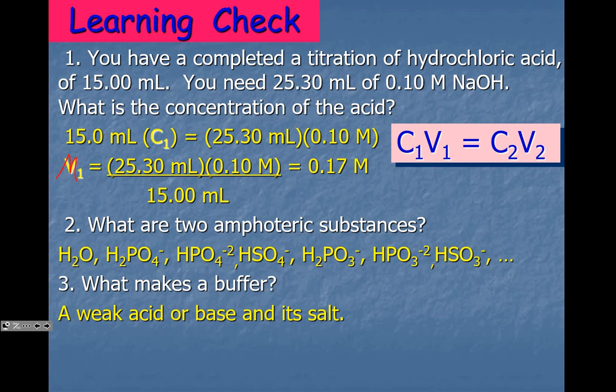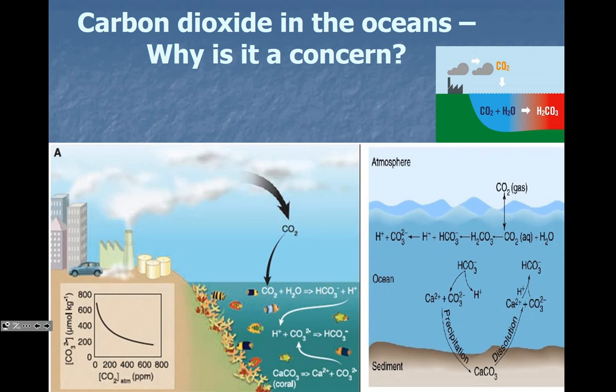Okay, we've got just a few more things to go through. And they basically have to do with the environment and our bodies. So carbon dioxide in the oceans, why do you think it's a concern? It doesn't really kill the fish or the plant life, but it has to do with this down here.